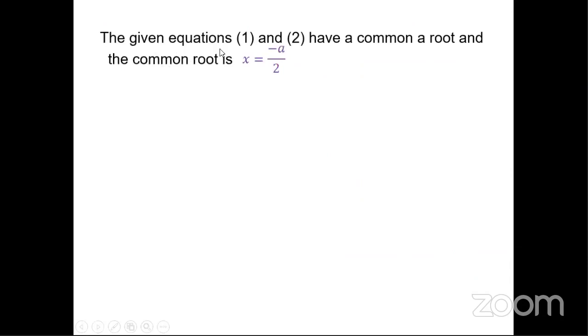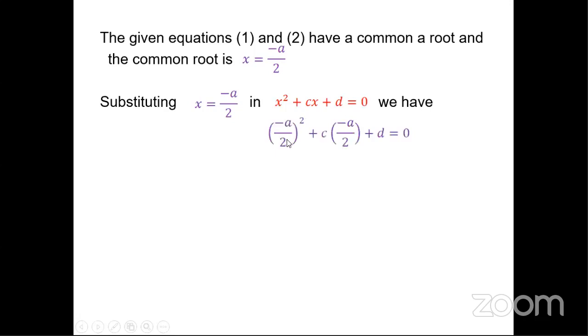So we'll say the given equations 1 and 2 have a common root, and the common root will be x is equal to minus a by 2. We will substitute this in the second equation. What is this? x is equal to minus a by 2. Now, wherever you have x, you just substitute minus a by 2. Then you will have it as minus a by 2 whole square plus c into minus a by 2 plus d equal to 0. Now, simplify this. You will get minus a whole square is a square, 2 square is nothing but 4, and this is minus into plus, which is minus c into a, that is ac by 2. So, a square by 4 minus ac by 2 plus d equal to 0.